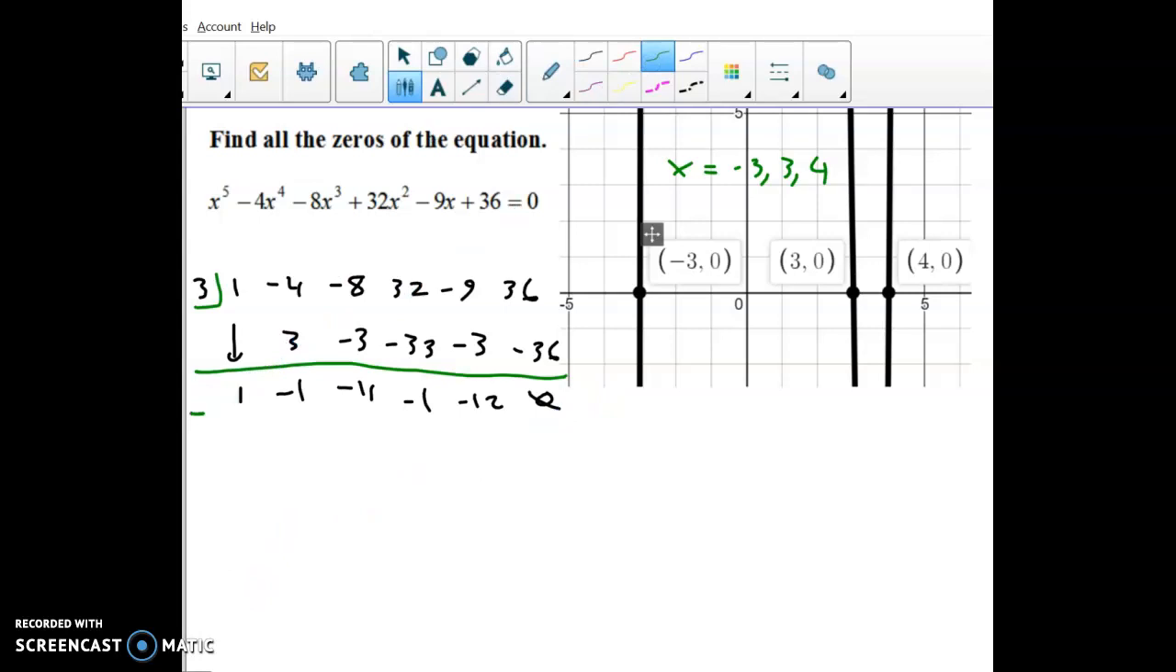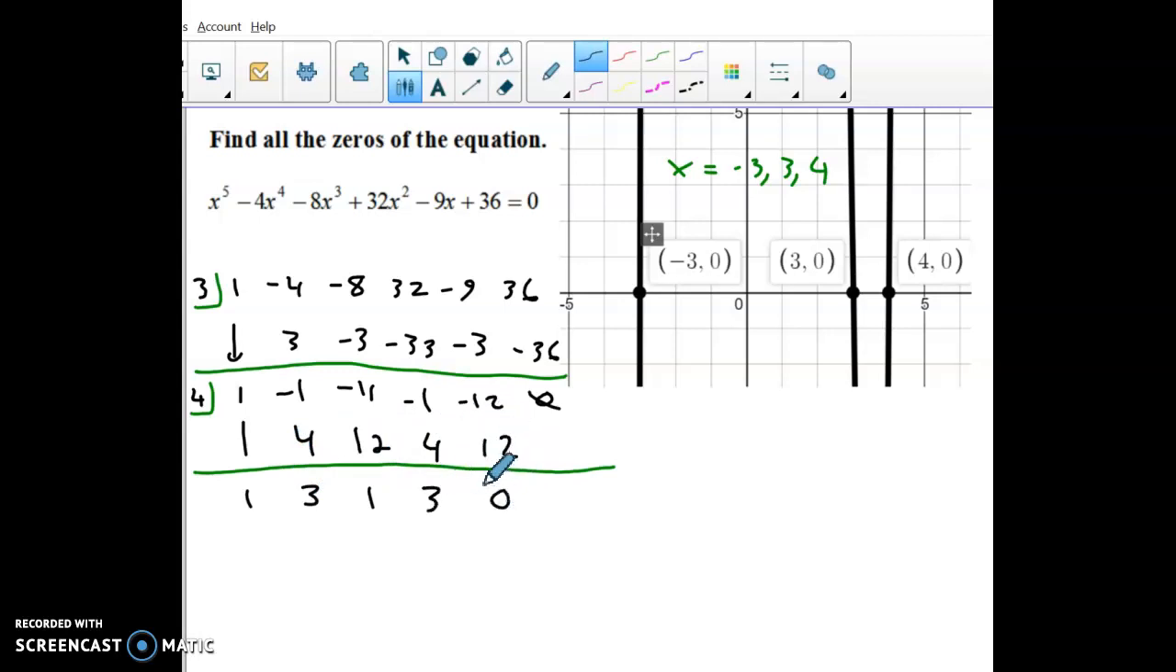All right, so draw another window, put our next answer in. Again, the order doesn't really matter, so I'm going to do the other positive 1 here, 4. So drop the 1, multiply with the window, add, multiply, add, multiply, add, multiply. Okay, and again, we got remainder 0, so that's a good sign. Cross it off, go one more time.